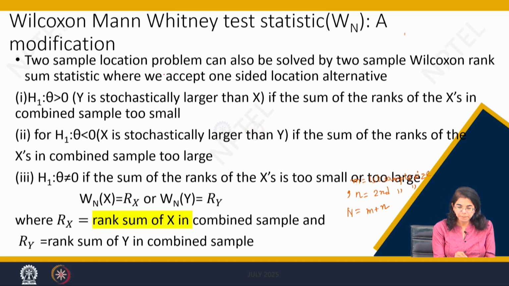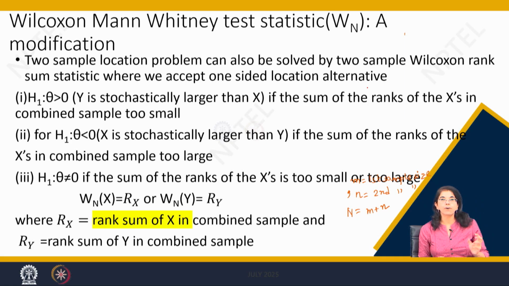So the two-sample location problem can also be solved by the two-sample Wilcoxon rank sum statistic, where we accept a one-sided location alternative. Now we know that the location parameter is defined as theta.